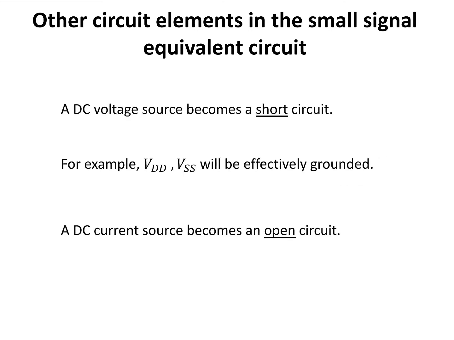A DC voltage source becomes a short circuit. In the signal circuit, when we are doing signal analysis on the circuit, DC voltage sources are going to become short-circuited because we are going to set the DC voltage source equal to 0. That means they are short. For example, if in the total amplifier circuit you have DC voltage sources like VDD that is connected to the drain, or VSS, a voltage source that's connected to the source, they're going to be effectively grounded. A DC current source becomes an open circuit because DC current equal to 0 means open circuit.